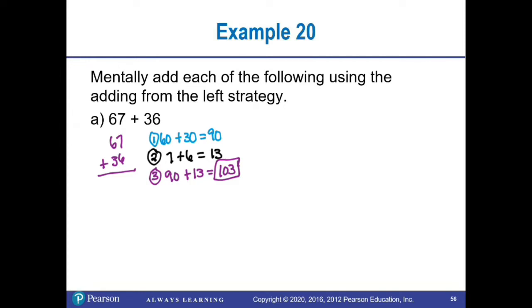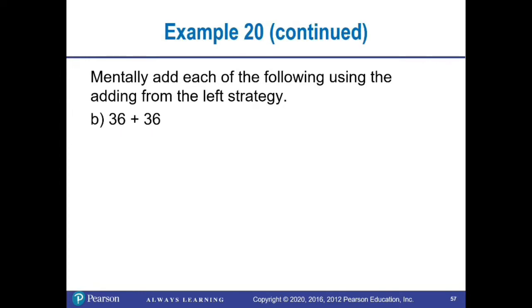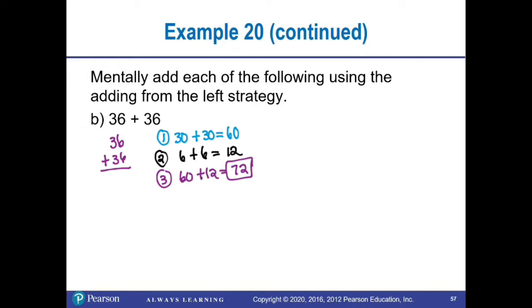Let's look at another problem using the adding from the left strategy. Here we have 36 plus 36. We start with the tens. So 30 plus 30 is 60. Then we move to the ones. 6 plus 6 is 12. Add 60 and 12 together, and that gives us a total of 72.